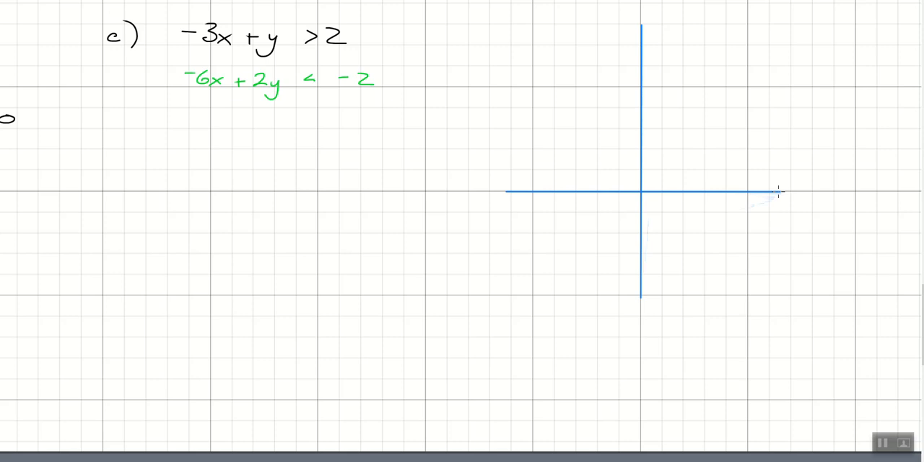If I replace this with an equal, on the black one, if y is 0, x is negative 2/3, right? Everybody okay with that? Because it's gone, and I just divide by negative 3. Okay, so I know the point. I have an x-intercept at negative 2/3 because y was 0.